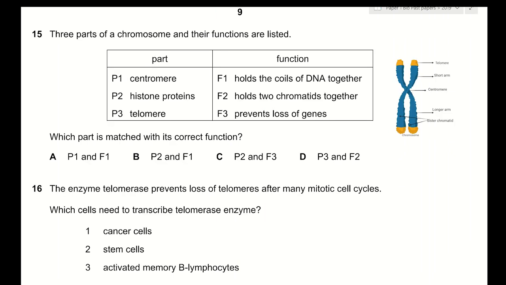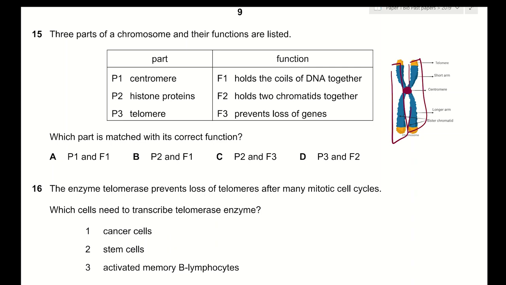Question number 15. Three parts of a chromosome and their functions are listed. Which part is matched with the correct function? Now, let's first label the functions. For P1, centromere. So centromere, as we can see here in the diagram, is found at the middle, and it holds the two sister chromatids together.